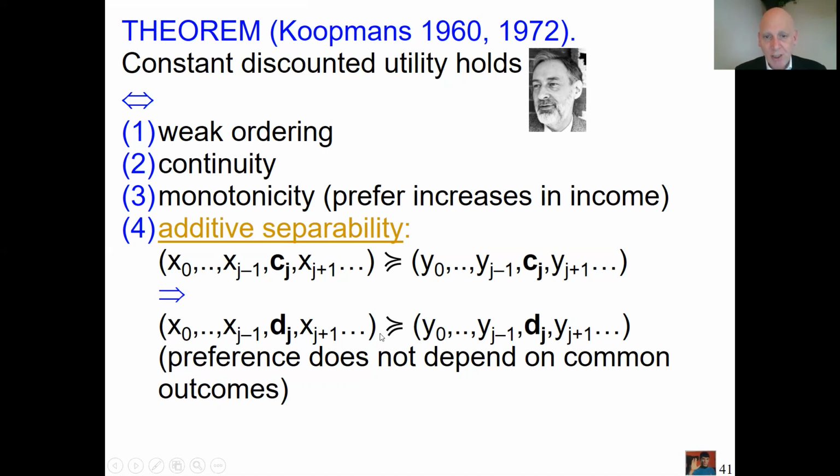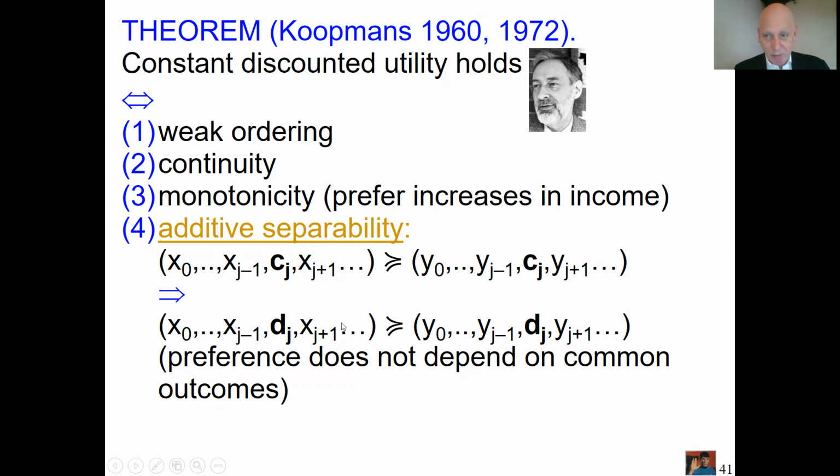Imagine that Dj is a bit bigger than Cj. Imagine it is so much bigger that now Xj plus 1 is smaller than Dj. So it was bigger than Cj, but it's smaller than Dj. But here Yj plus 1 is still bigger than Dj.